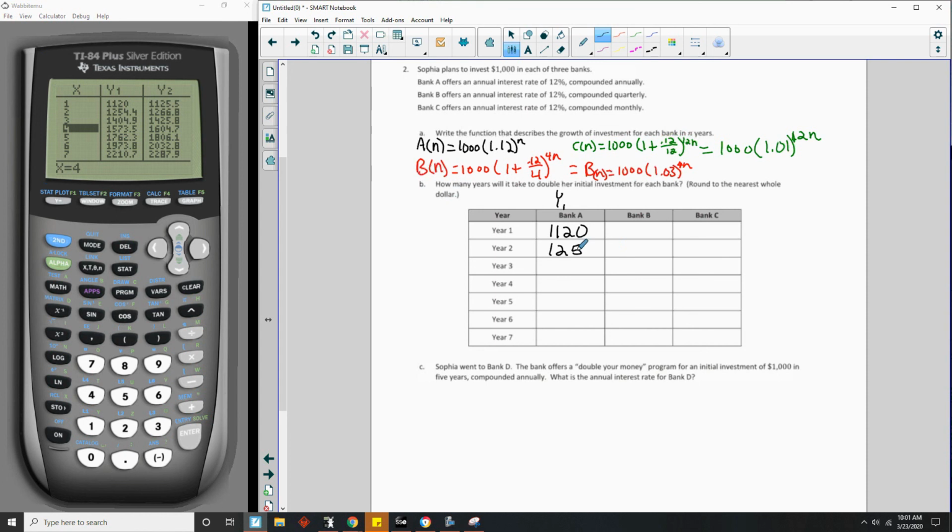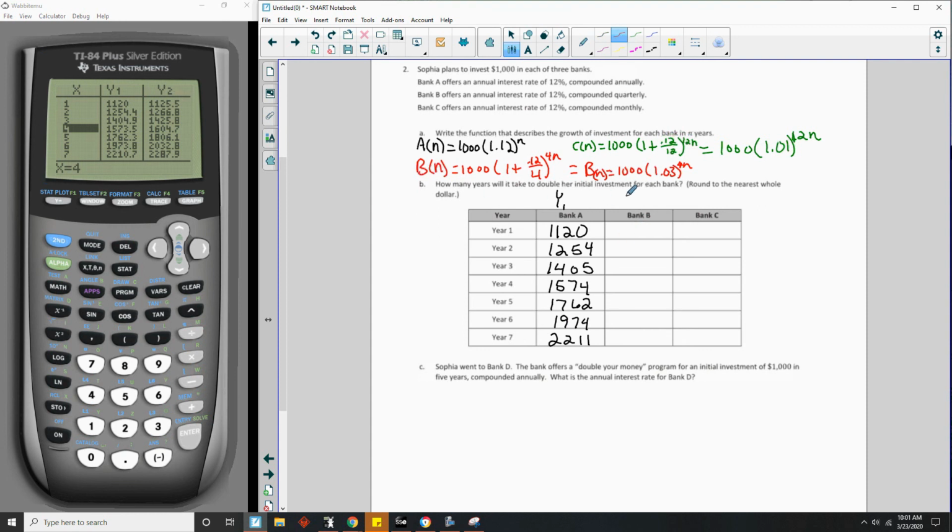1,254, 1,405. Year 4 was 1573.5, 1574. Year 5, 1762. Year 6, 1974. And year 7, 2211. And these are dollars.